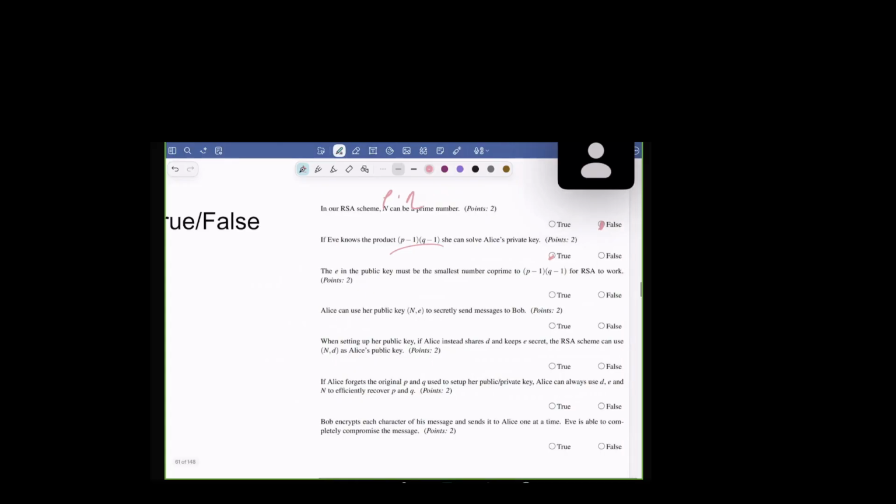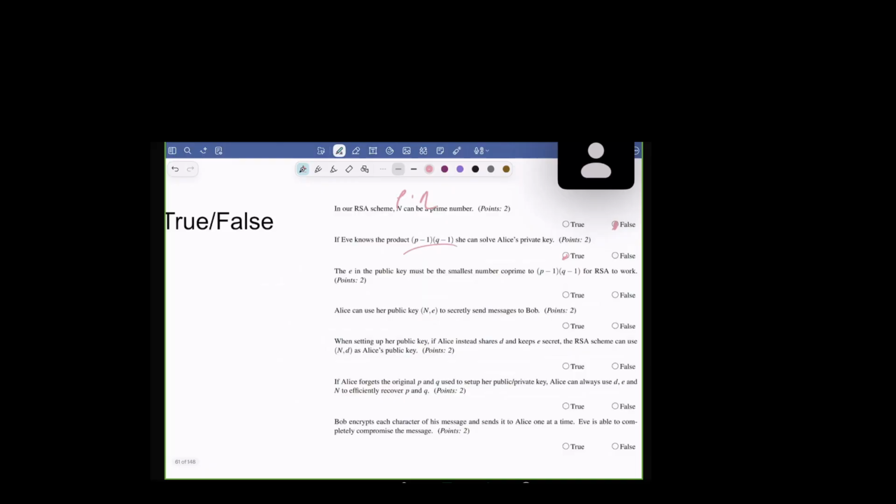So the E in the public key must be the smallest number coprime to p minus one and q minus one for RSA to work. Yes or no? Well, what will be the benefit or the lack of benefit if you have a small E or not? Easier to compute. There's no difference. The reason we only use small numbers is because it makes our life easy, but you're not strict to actually use them. I don't know why you wouldn't use a larger number, but you can. Right.